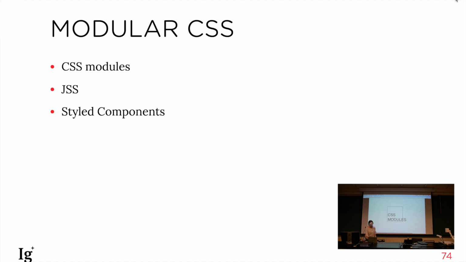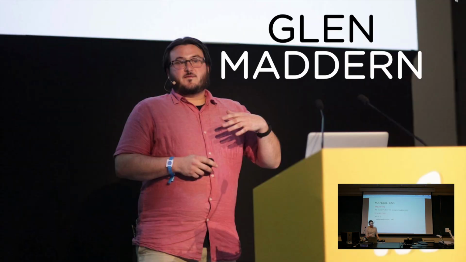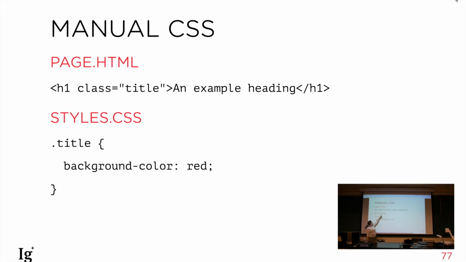The first one is CSS modules. So it was introduced by Glenn Madden. So the idea is like that. When writing CSS in the traditional way, you provide some class name, here it is title, and then you provide some CSS associated with this class name. The browser understands that these properties should style the tag which is marked with the corresponding class attribute, and then everything works.